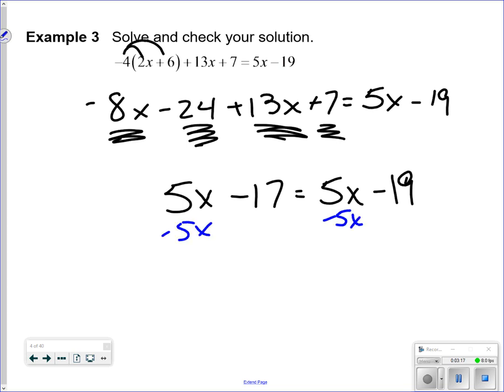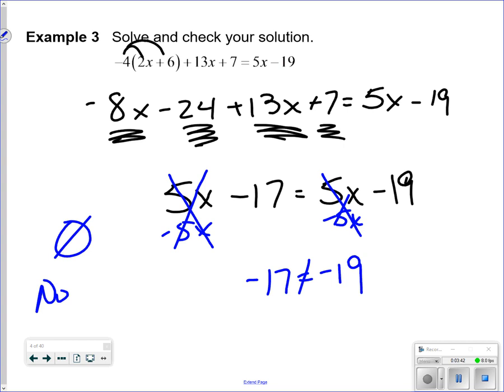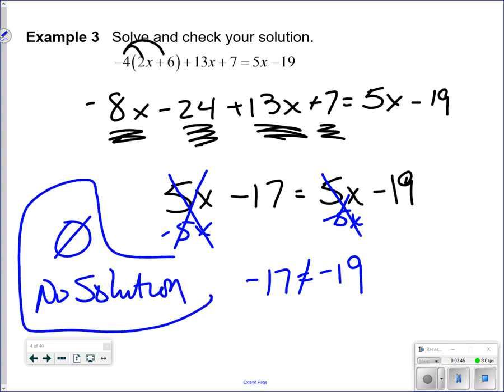If ever you get a situation in which the variable is no longer in the equation, so you did inverse operations and the variable is gone, this will always be an all or nothing: it's either infinitely many solutions, meaning all real numbers are a solution, or no solution. Well, since -17 does not equal -19, this would be no solution. The symbol for no solution is a circle with a line through it.